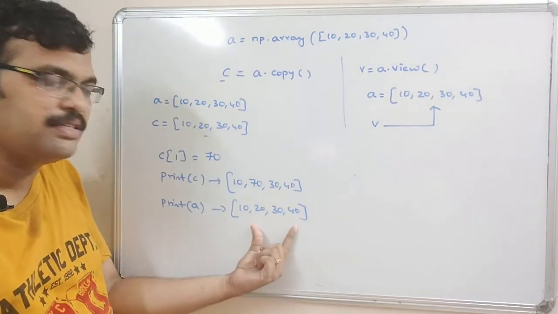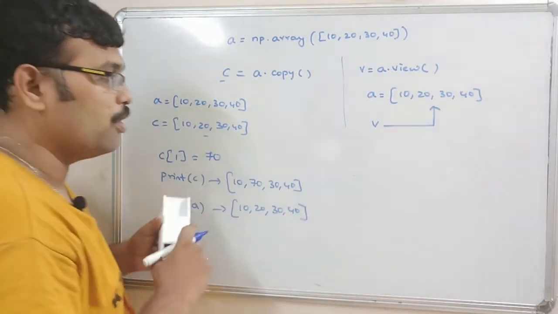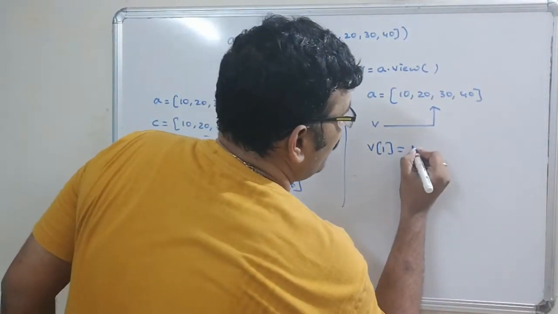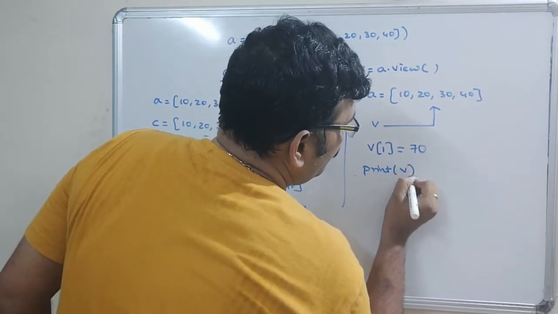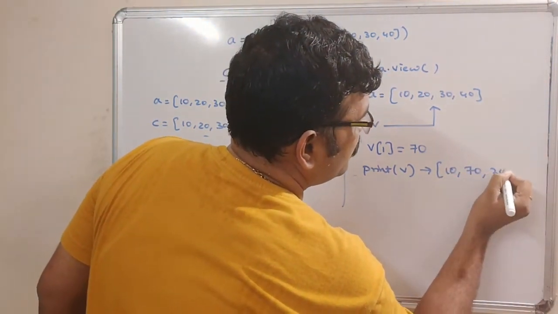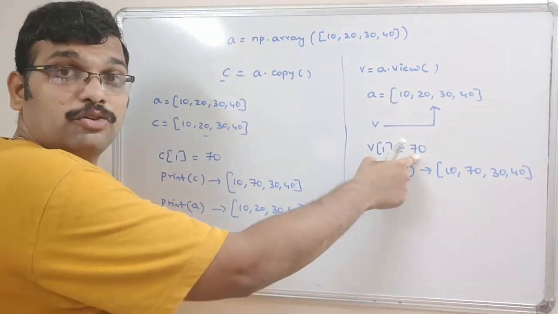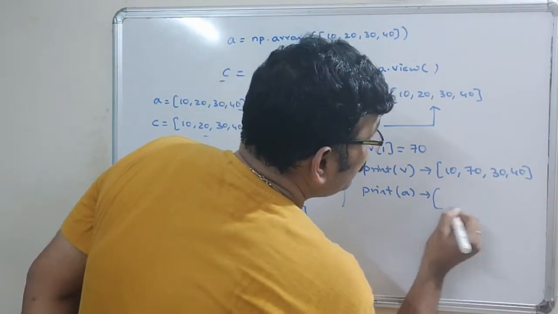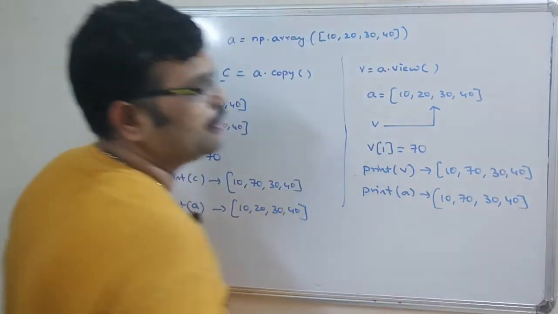So A is having the same elements, but the reflected element will be on C. But here it's not the same case. So if you are changing the value and you print V, it will return the reflections: 10, 70, 30, 40, because the first element has been assigned to 70, right? Next, print A, here also we will get the same result, 70, 30 and 40, right?